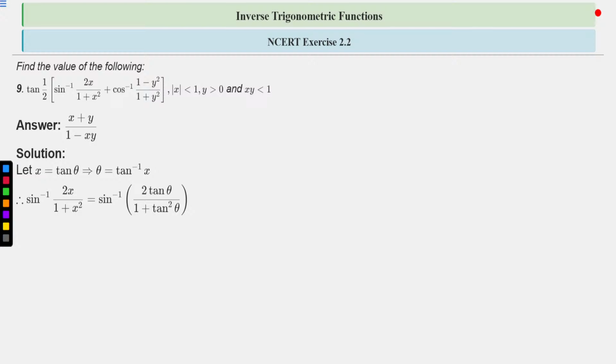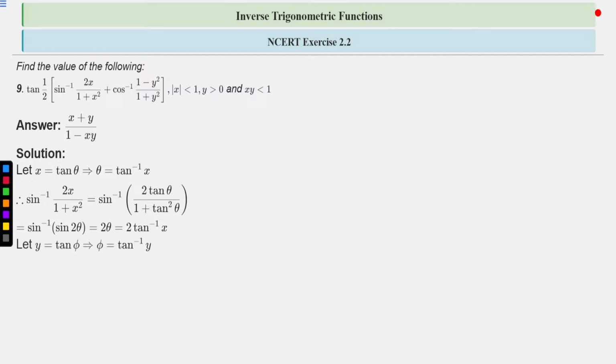Therefore sin inverse 2x upon 1 plus x square can be written as, we will put x as tan theta, sin inverse 2 tan theta upon 1 plus tan square theta. Therefore, it will be sin inverse sin 2 theta, which will be equal to 2 theta, and it will be equal to 2 tan inverse x because we have taken theta as tan inverse x. Got it?